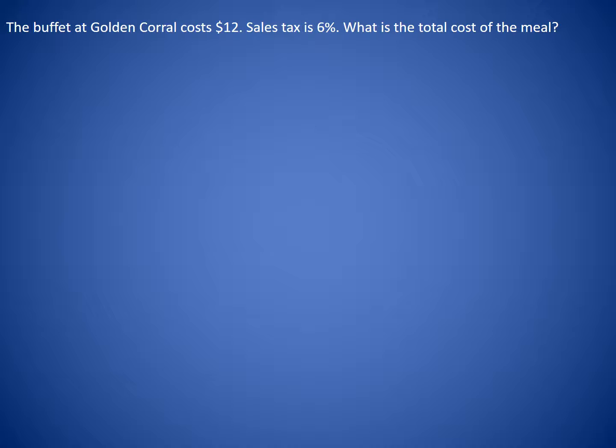Okay, let's start by looking at 5 different word problems. Here's the first one. The buffet at Golden Corral costs $12. The sales tax is 6%. What is the total cost of the meal? Something very familiar to you, I'm sure. Nothing interesting about that one. Let's look at the second one.